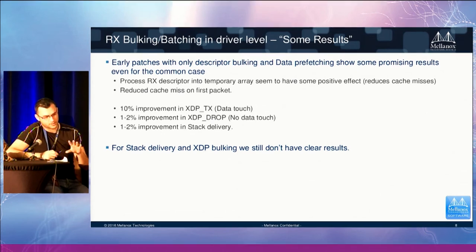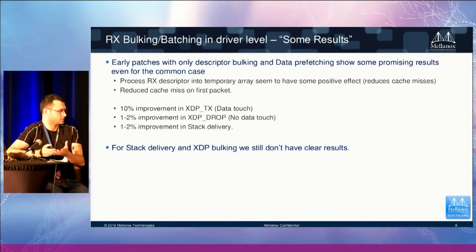I want to share some early results that we have with the current XDP benchmarks, with my early patches and with some fine-tuning to the driver to solve the cache misses that I introduced with the Rx batching. We see a 10% improvement for XDP TX with the data touch, because the prefetching works slightly better than before, and 1 to 2% for XDP drop and stack delivery, because the XDP program is so small that you can't see the improvement.